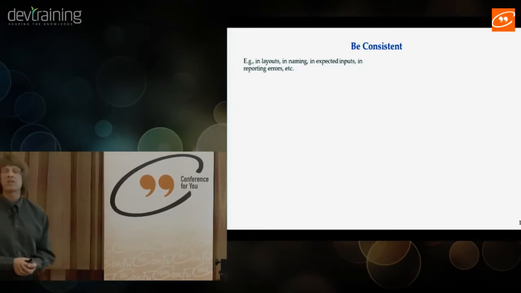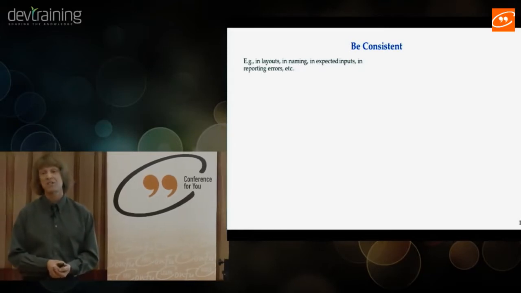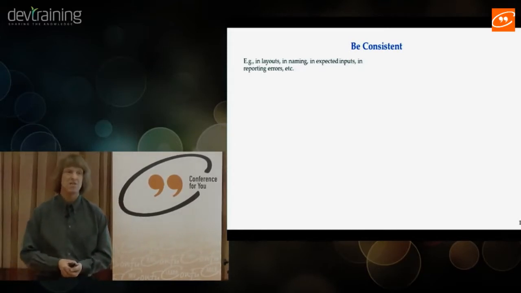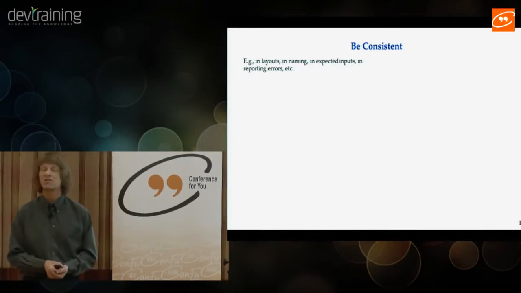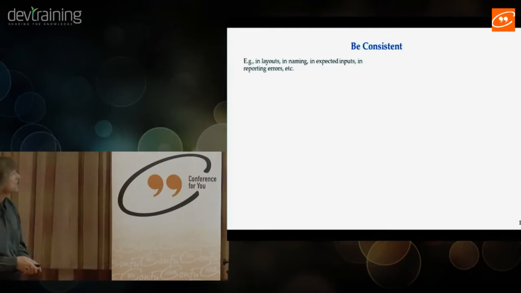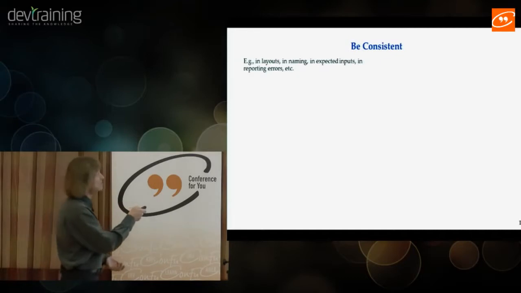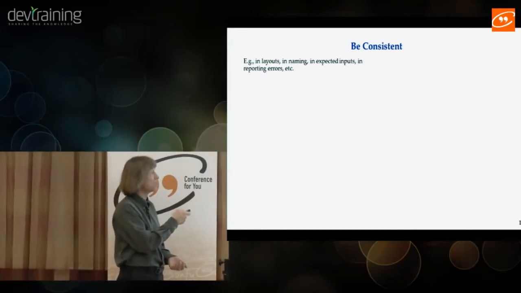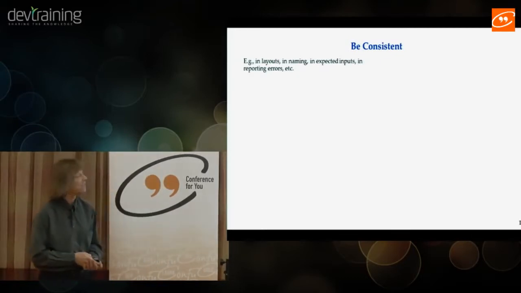One of the most important things you can do to come up with good interfaces is to be consistent. This is probably the single most vexing problem I face as an end user, either as a programmer or as an end user of regular devices. You want to be consistent in the way you lay things out, in the way you name things, in expected inputs, in reporting errors, all kinds of things.